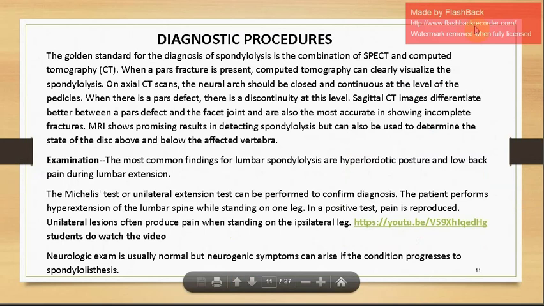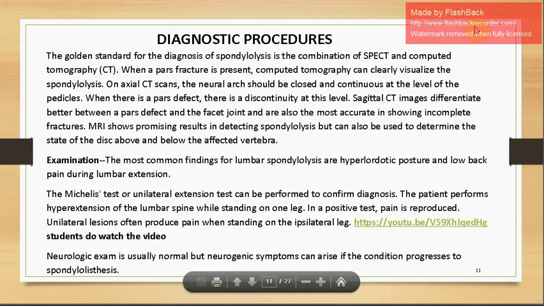Diagnostic procedures: mainly the gold standard for diagnosis of spondylolysis is the combination of SPECT and computed tomography, CT. So when a pars fracture is present, CT can clearly visualize the spondylolysis. On axial CT scan, the neural arch should be closed and continuous at the level of the pedicles. When there is a pars defect, there is discontinuity at this level of the neural arch. Sagittal CT images differentiate better between a pars defect and the facet joint and are also most accurate in showing incomplete fractures. MRI also shows promising results in detecting spondylolysis but can also be used to determine the state of the disc above and below the affected vertebra.